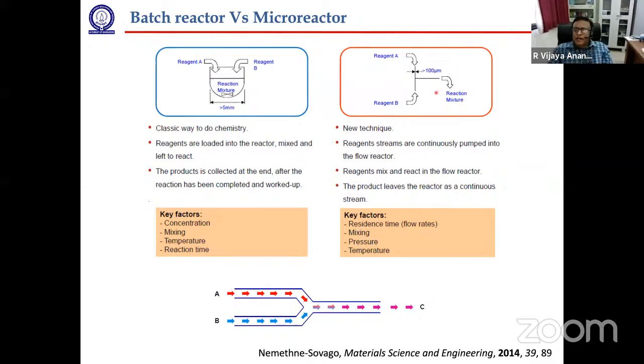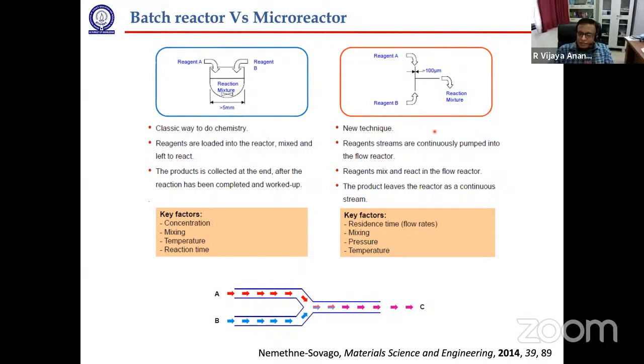And in continuous flow technique, it's very simple. Reagents are continuously pumped into the flow reactor, and the reagents mix over here, and then the product comes out. The pressure is a very important thing here, because the reagent will not enter the microchannel just like that. We have to force it to enter. You have to use a syringe pump to apply pressure to push the reactants or the solution into the microreactor. So the pressure should be optimized.